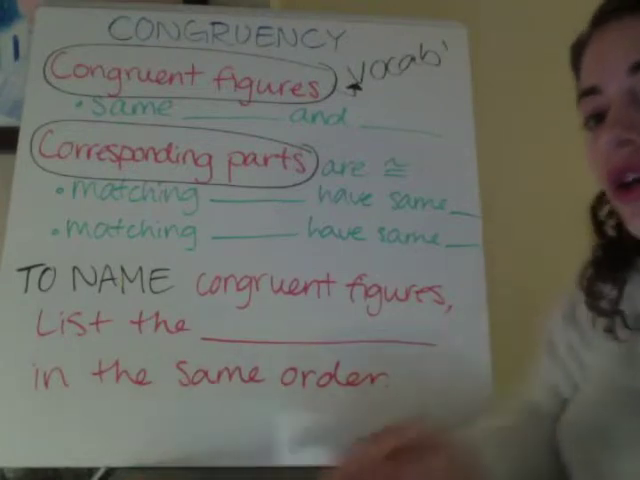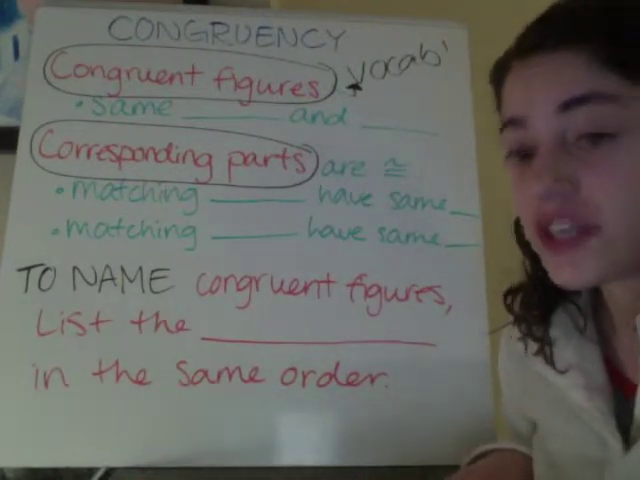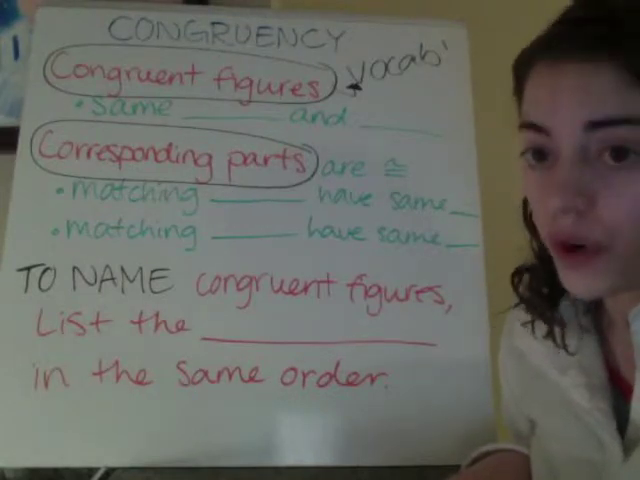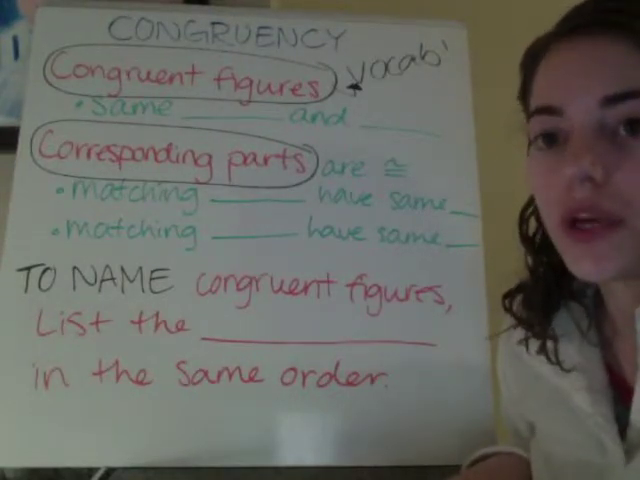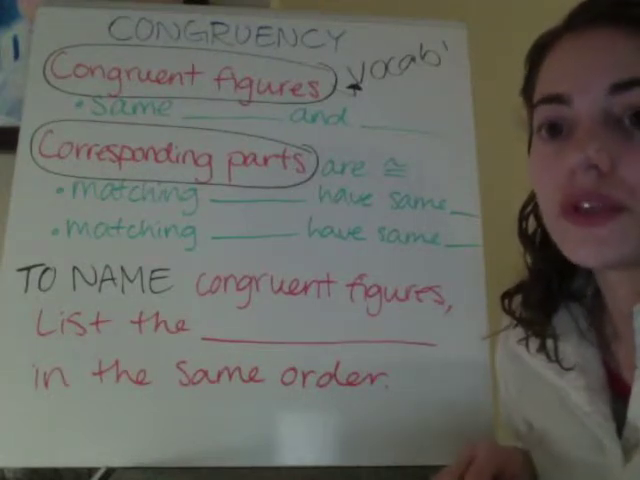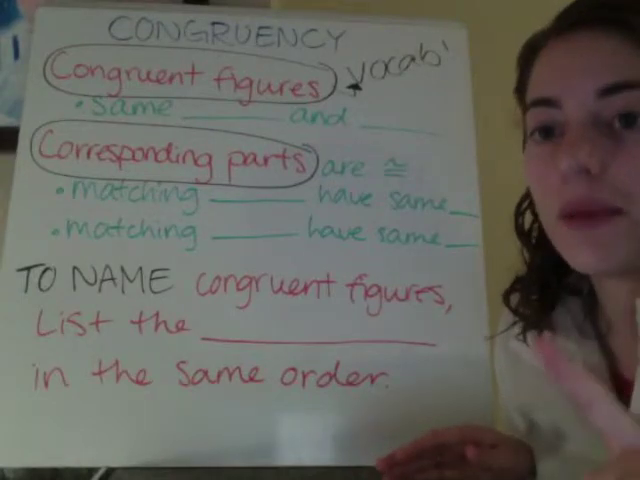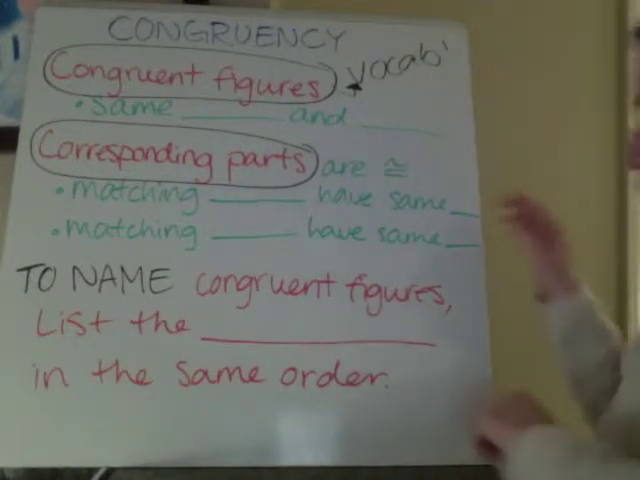To name congruent figures, you need to list the corresponding vertices in the same order. Remember, vertices are going to be the vertexes, the angles. And you list those in the same order. So if A is congruent to B, they need to come in the same order. We'll see examples of that.